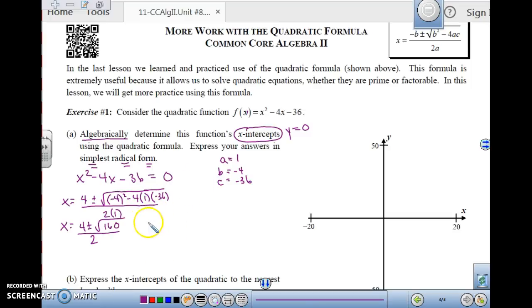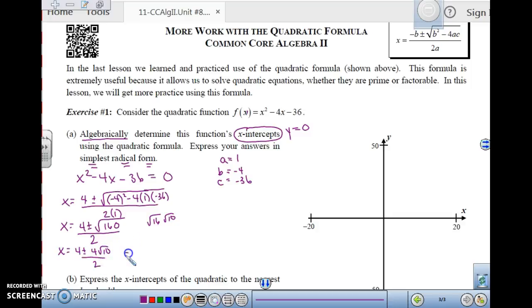All right, now I need to simplify the square root of 160. Well, 160, what perfect square goes into that? It would be 16 times 10. That's the biggest perfect square that goes into 160. The square root of 16 is 4. So this is going to be x equals 4 plus or minus 4 times the square root of 10, all over 2.